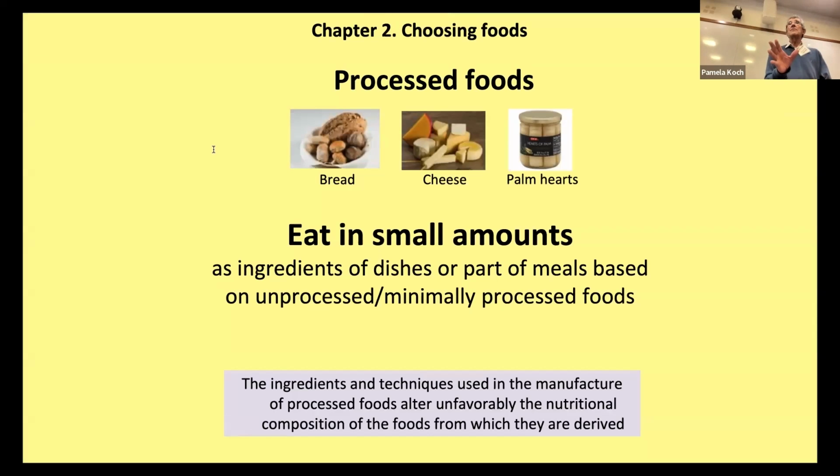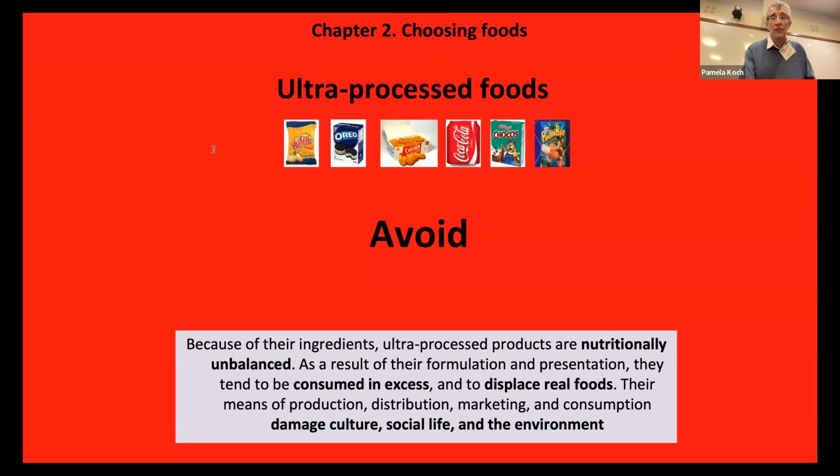For processed food, the same thing, moderation in terms of quantities, and use this to complement group 1 and group 2 and not to replace. And finally, ultra-processed food to avoid for different reasons. I didn't mention this, but there are some important consequences.